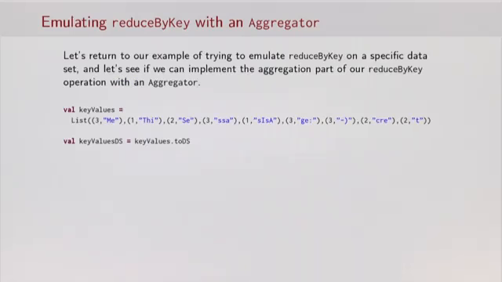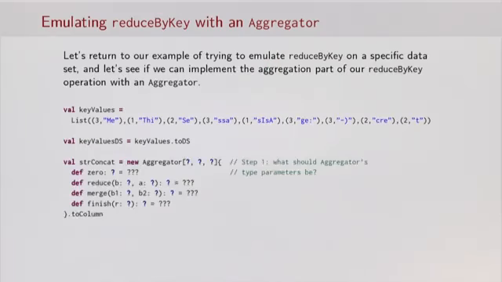So let's try to emulate that reduceByKey on an earlier slide with one of these aggregators. Let's create our own aggregator. So again, we assume the same key values dataset here, and we start by looking at the types in these things. We can break this into steps. The first step is determining what these three parameter types should be to the aggregator. Remember, input, buffer, and output.